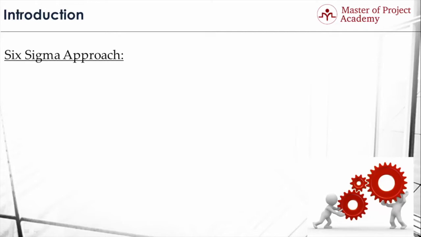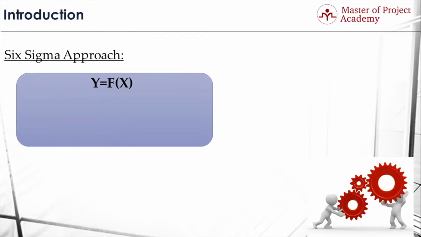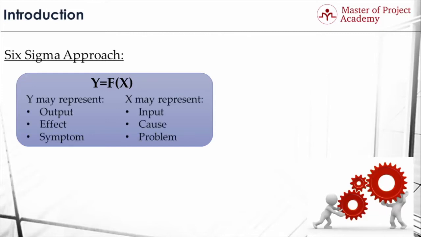Six Sigma approach. Let's see what the Six Sigma approach or thinking is. Please note the DMAIC methodology of Six Sigma states that all processes can be defined, measured, analyzed, improved, and controlled. These are the phases of Six Sigma. Collectively, it is called DMAIC. Any process which has inputs X and delivers outputs Y comes under the purview of the Six Sigma approach. X may represent input, cause, or problem, and Y may represent output, effect, or symptom.